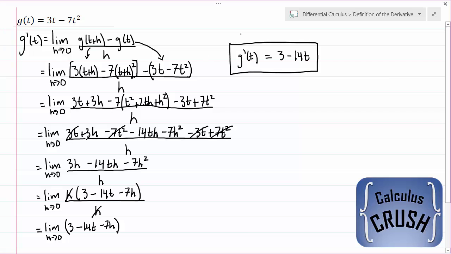Now you can confirm that if you know the power rule, then you know that this derivative is simply 3 minus 14t. So there you have it. This is the derivative of g, or g prime, or dg by dt. All mean the same thing.